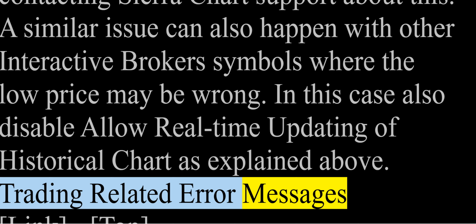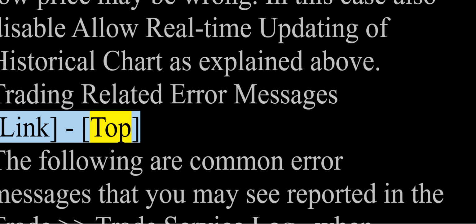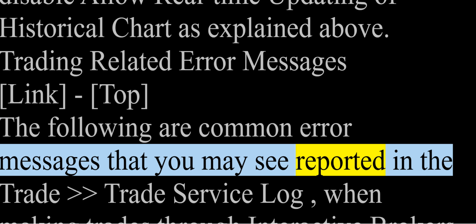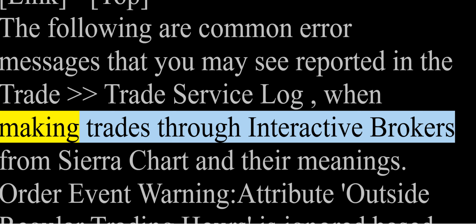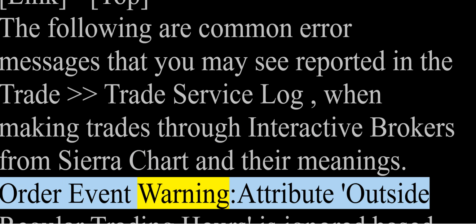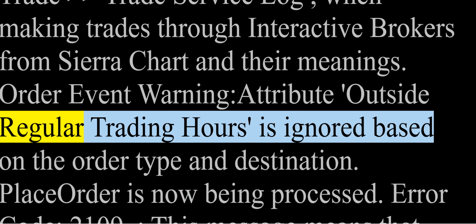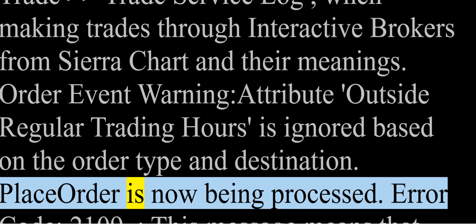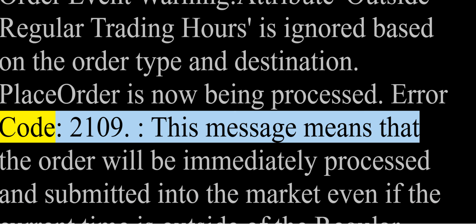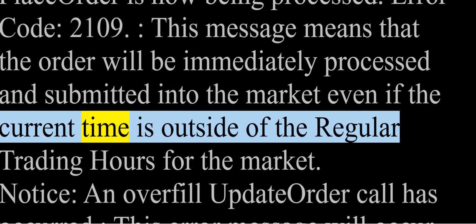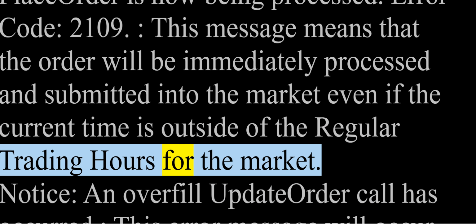Trading-related error messages. The following are common error messages that you may see reported in the trade service log when making trades through Interactive Brokers from Sierra Chart, and their meanings. Order event warning: Attribute outside regular trading hours is ignored based on the order type and destination. Place order is now being processed. Error code 2109. This message means that the order will be immediately processed and submitted into the market even if the current time is outside of the regular trading hours for the market.